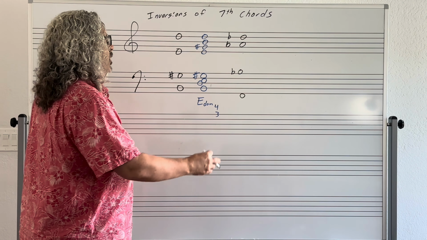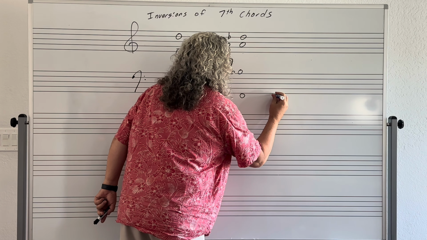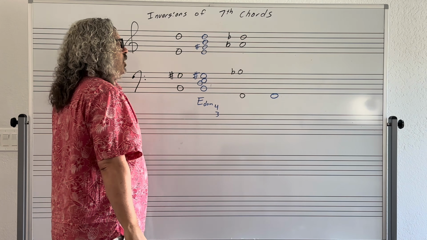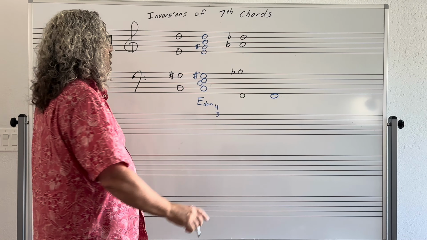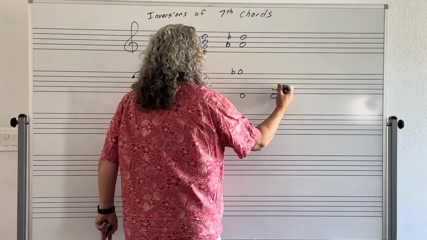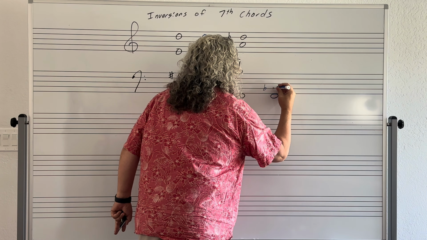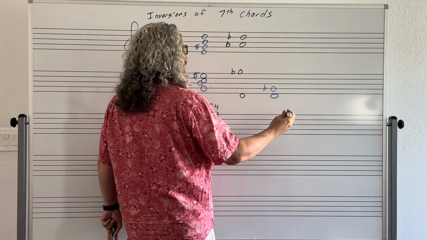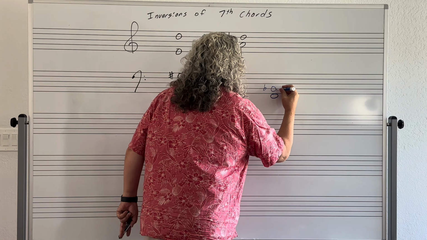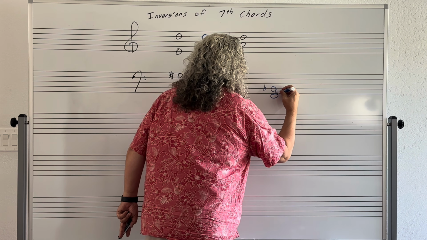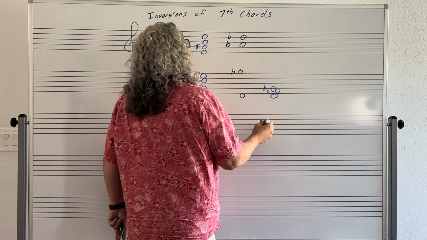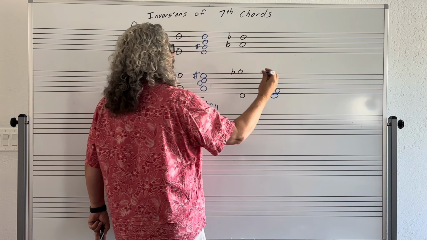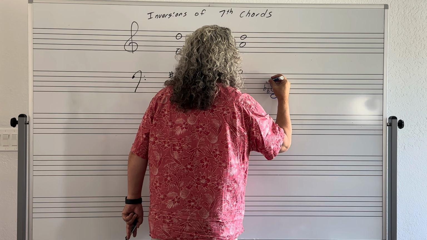Let's take a look at the next one. Okay, so I'm going to put the F right there. We're not going to leave it. Now I want to write everything within the octave. So here's a B flat. Well, that's above an octave, so I'm going to put the B flat way down here. Okay, and now I have an A flat. Well, I want to put that A flat right there. And then I want to put a D flat right there.